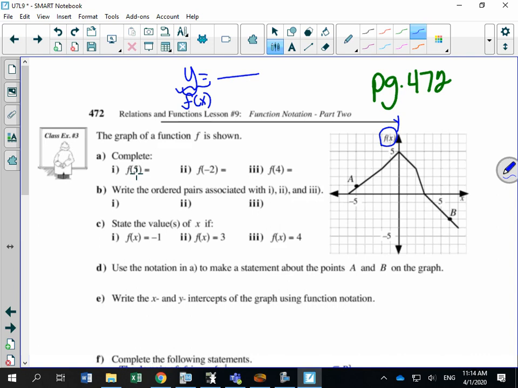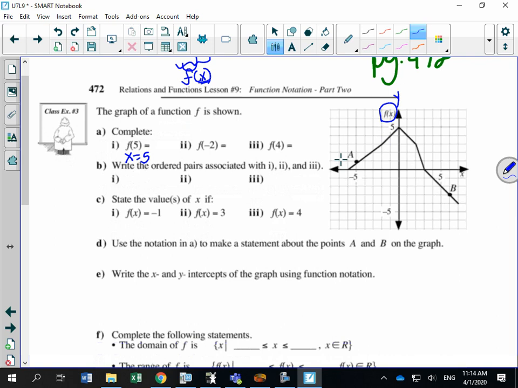They want f of 5. So you have to ask yourself, f of 5, was that x or was that y, right? If it's in the bracket, that is x. So what they're saying is, what is the corresponding y value on my graph when x is equal to 5? So go and find where x is 5. Here's where x is 5. What's the corresponding y value? When x is 5, that corresponding y value is -2. So f of 5 is equal to -2.